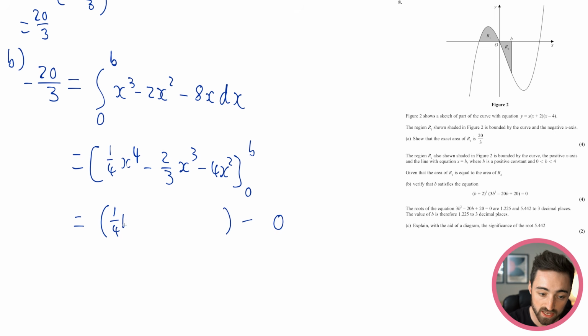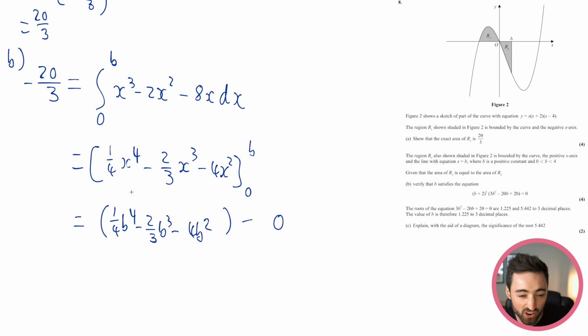So I'm going to get a quarter b to the 4 minus 2/3 b cubed minus 4b squared. I'm getting a bit of an equation, right? Let's just sort all of this out. I'm going to try and get rid of these fractions here. So you can see that I've got 3s and 4s. If I want to get rid of everything, if I times up by 12, that should sort me out.